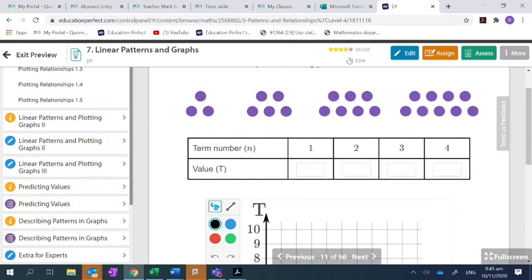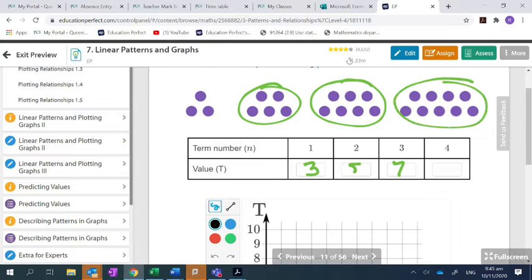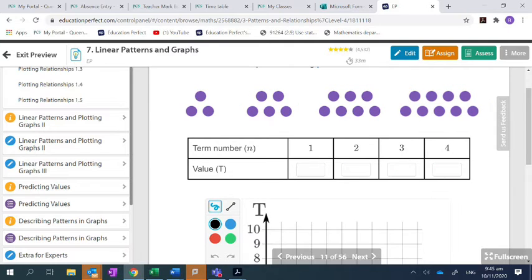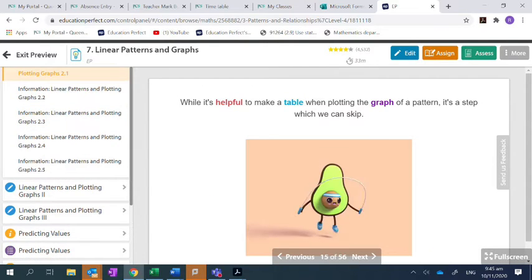Graph the following pattern. So this time they're just giving it to you as a visual. So how many dots in the first one? 3. So 3, then what? 5, then what? 7. 7, then what? 9. So there's our pattern, right? So we would just plot those points. And this is your homework, so you're all going to do that one. So I just wanted to show you that you can be given a list of numbers, but you could also be given things from the pictures.